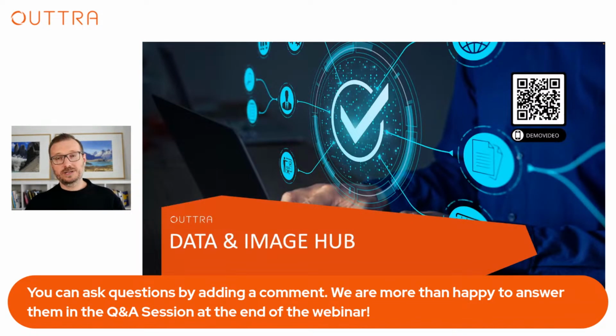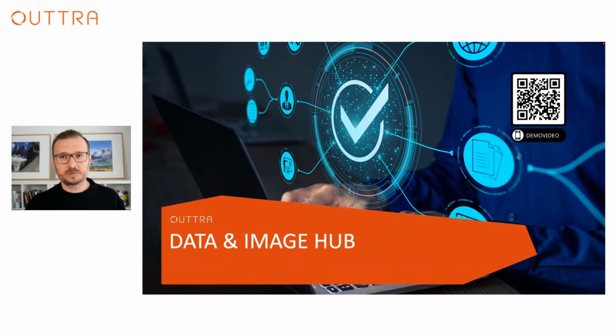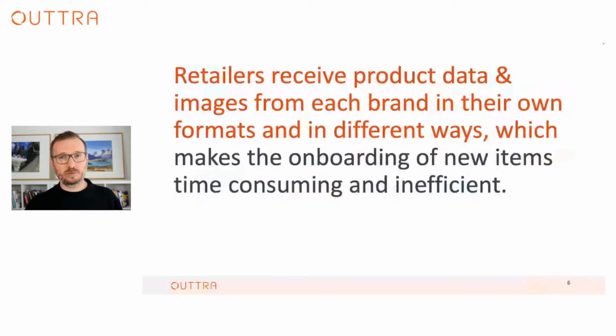And now, based on that tool, we just started the OUTTRA Data and Image Hub. This Data and Image Hub was created because of the needs of the industry. Brands came to me 2 years ago and told me, hey, Ziggy, you have this product data from the Where to Buy tool. Can't you make it accessible for the retailers? Because right now we have the problem in the industry that retailers receive product data and images from each brand in their own formats and different ways.